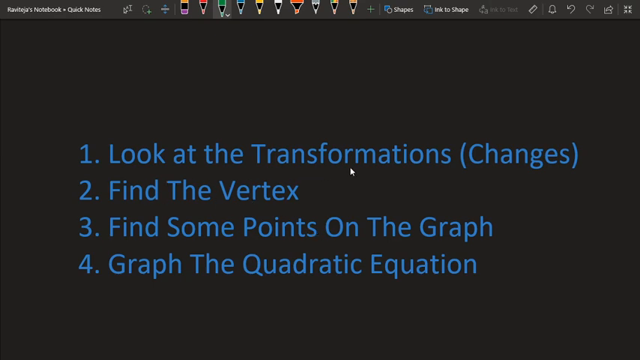And remember, to find the proper information to graph our quadratic equation in vertex form, you want to first look at the transformations or changes, which means looking at the a value and figuring out the direction, and which also means figuring out the general shape. And then number 2 is to find the vertex, which means looking at the h and k values in the quadratic equation. And 3 is to just find some points on the graph. And then finally, you want to just graph your quadratic equation.